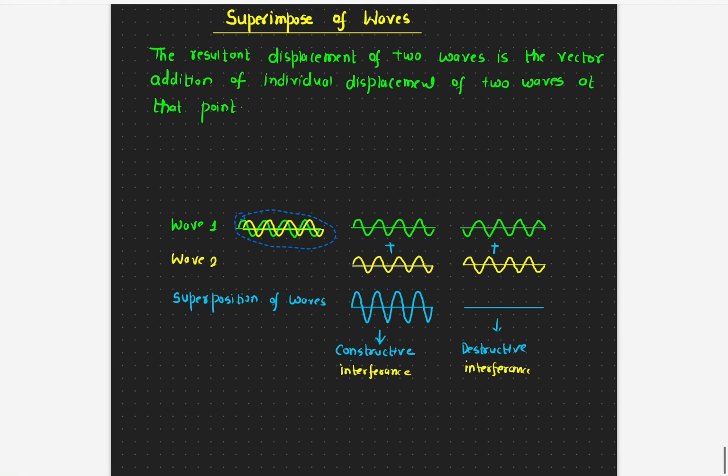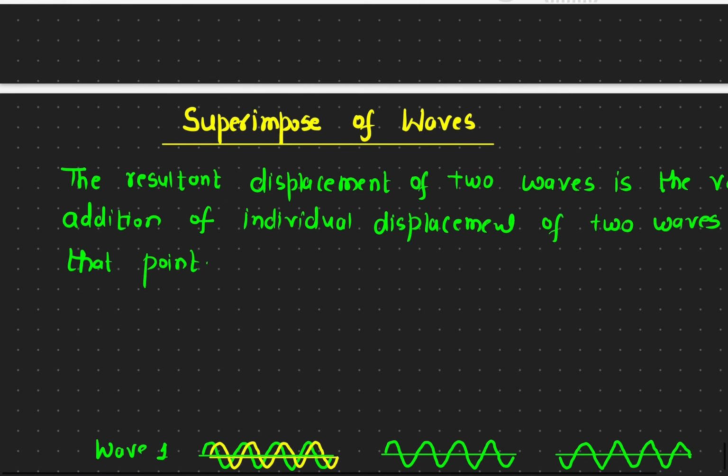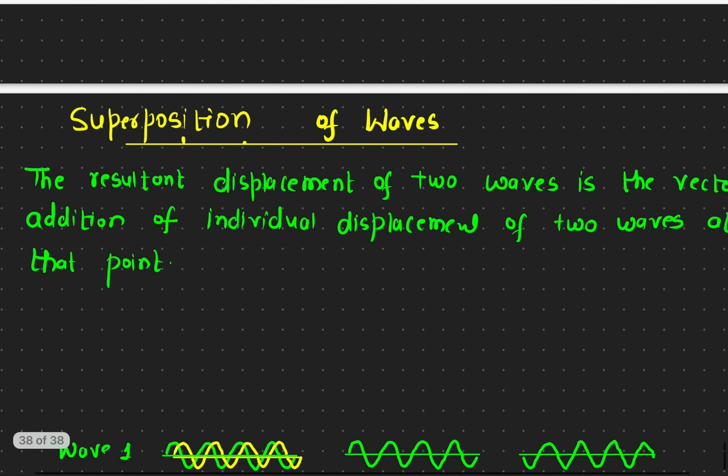So what is superposition? The superposition is the resultant displacement of two waves, or what we call the vector addition of the individual displacements of the two waves at one particular point. That we call the superposition of two waves. Let me write it down better. Superposition of two waves.